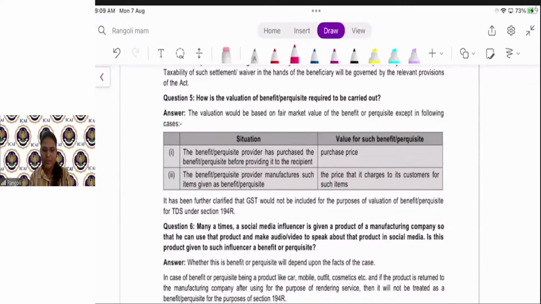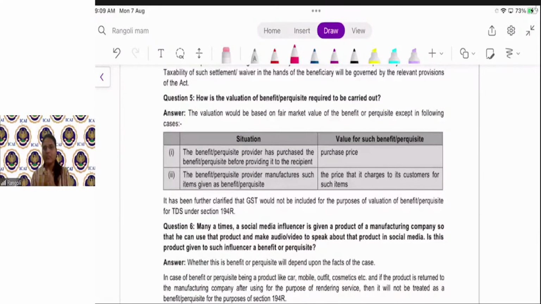How is the valuation of benefit or perquisite required to be carried out? If I purchase a gold coin and give the gold coin to the customer, then what is the value of perquisite? The purchase price I incur, right?